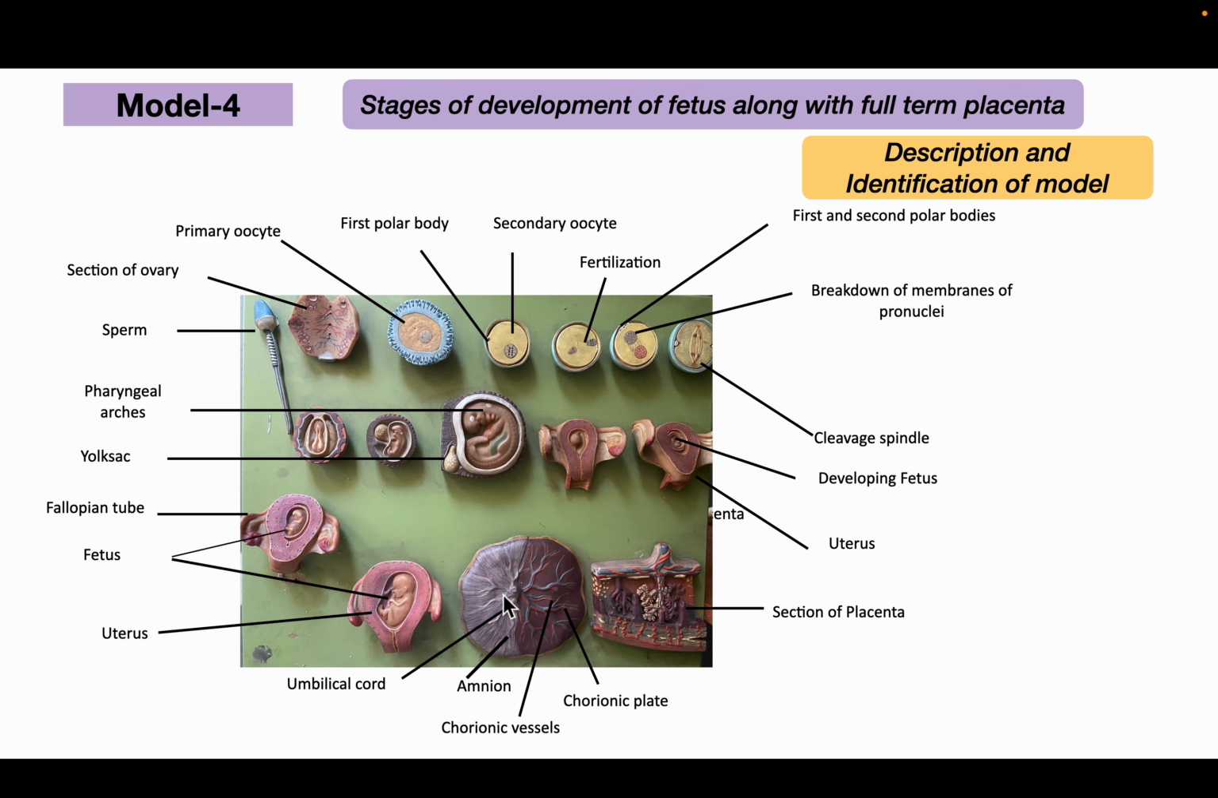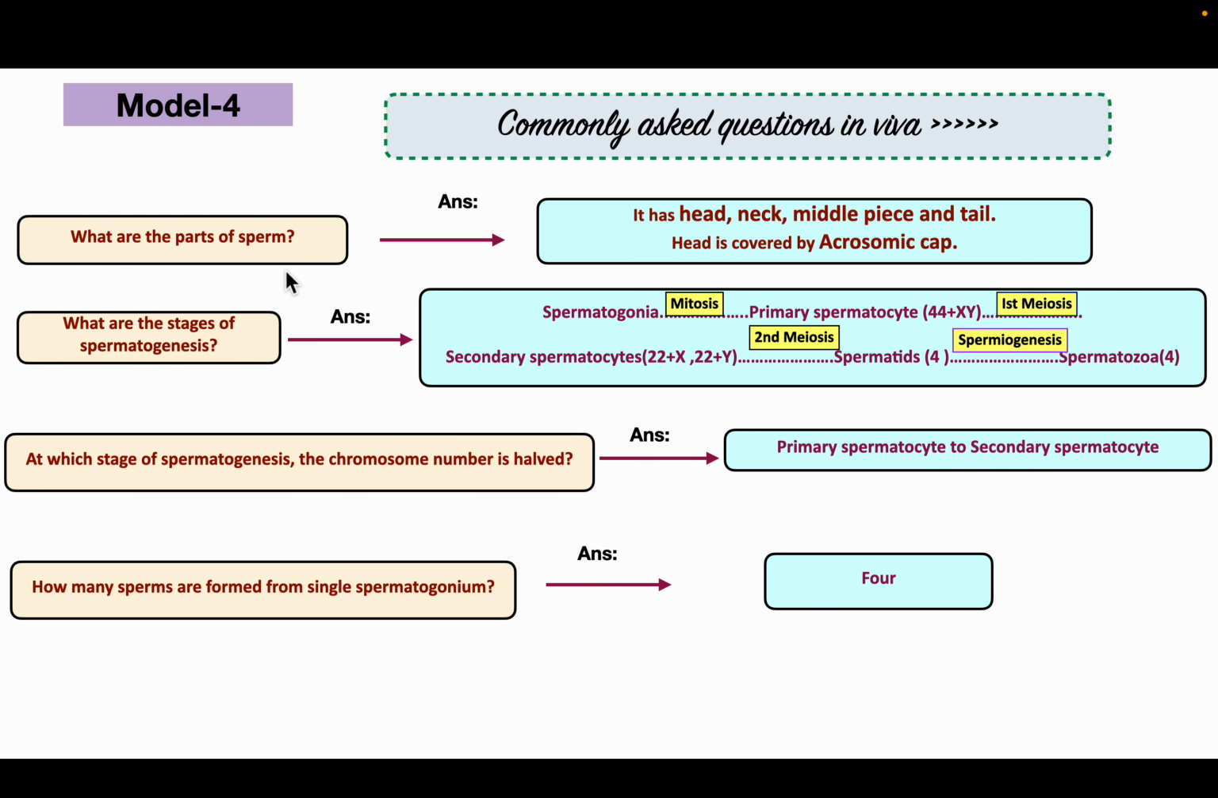Now what are the important questions which are coming out through this model is, what are the parts of sperm, because section of the sperm is visible. So what question can be asked, what are the different parts of sperm? It has head, neck, middle piece and tail. Head is covered by acrosomic cap.